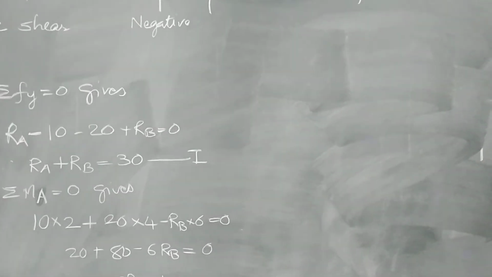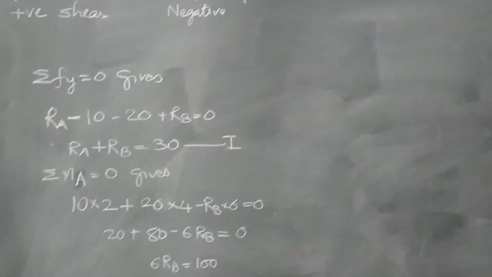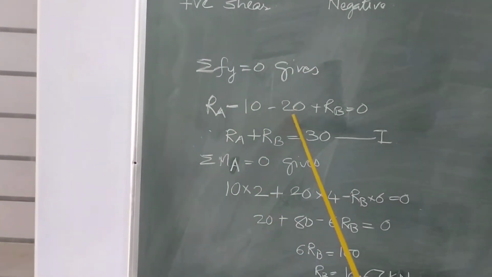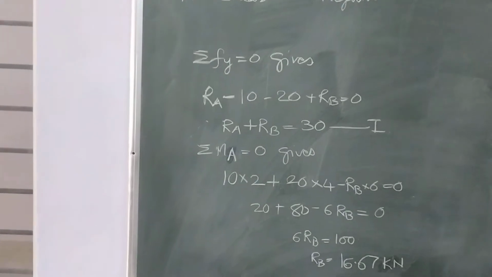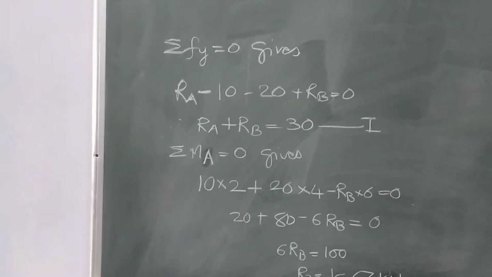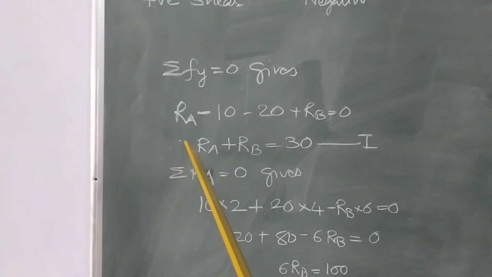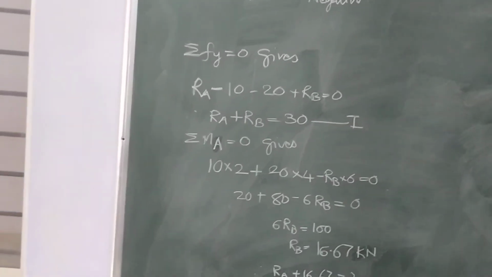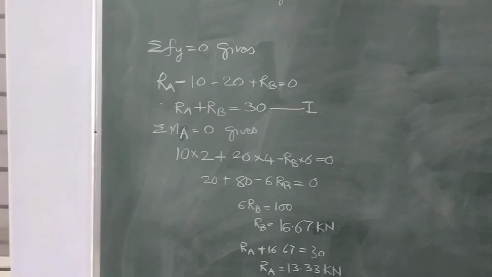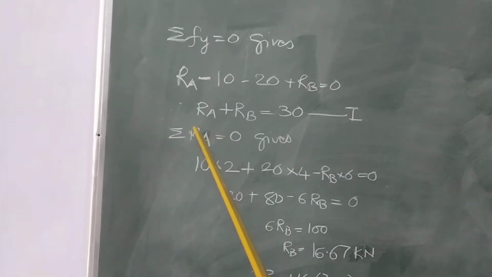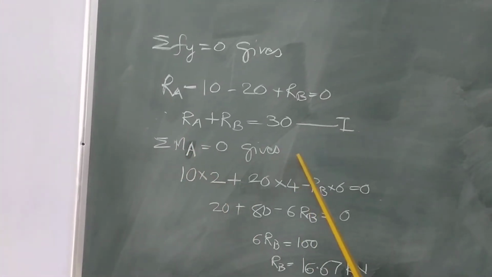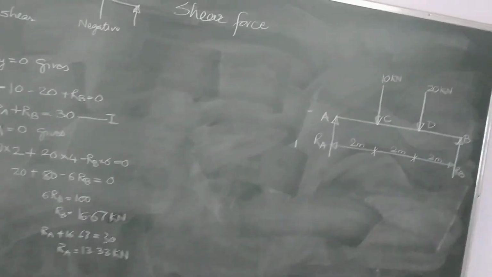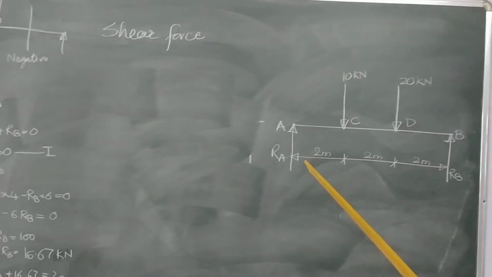So, RA plus RB minus 10 minus 20. So, let us see here, RA minus 10 minus 20 plus RB is equal to 0. Very simple. It is just arithmetic calculation of plus and minus. Therefore, RA plus RB is equal to 30. This is expression number 1. Now, summation of moment about A is equal to 0 gives, taking moment about A. This needs some practice.